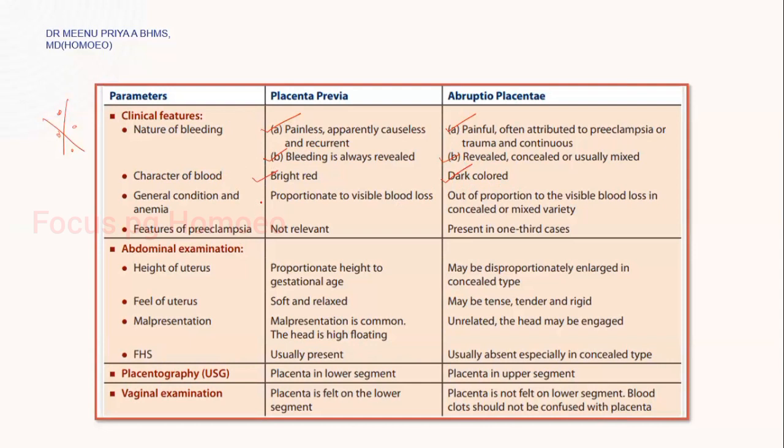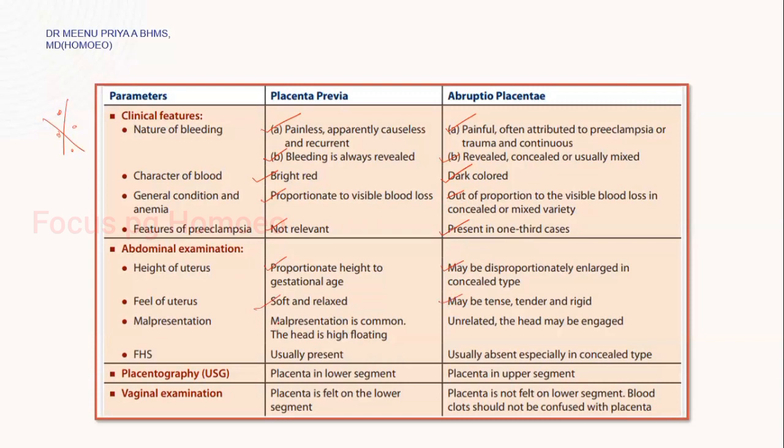And general condition and anemia in placenta previa are proportionate to the visible blood loss, whereas in abruptio, especially if it is concealed or mixed, they are out of proportion to the visible blood loss. Preeclampsia is not relevant in placenta previa, but in one third of cases it is present in abruptio placenta. On abdominal examination, the height of the uterus is proportionate to the gestational age, whereas in abruptio it may be disproportionately enlarged in the concealed type. The uterus feels soft and relaxed in placenta previa, but may be tense, tender, and rigid in abruptio.